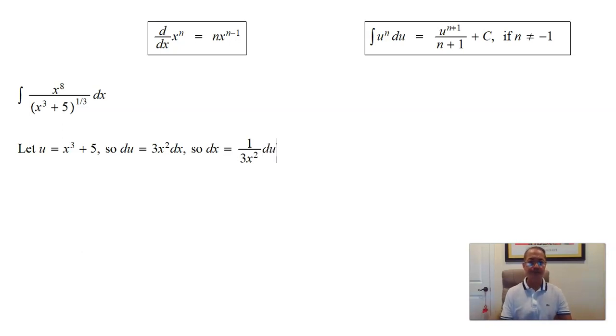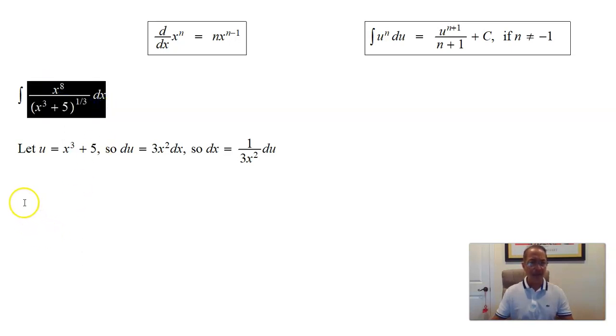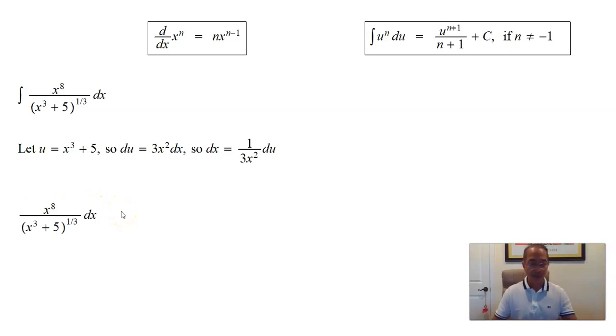times du. And we have a problem because, what about the x to the 8th in the numerator? Instead of plugging everything in directly, we don't know yet what to do with x to the 8th. So let's just be brave. Continue being brave. And let's substitute in what we have so far. So x to the 8th, we don't know. But x cubed plus 5, that is our u to the 1/3. And our dx is 1 over 3x squared du.